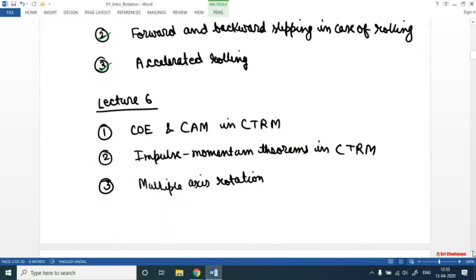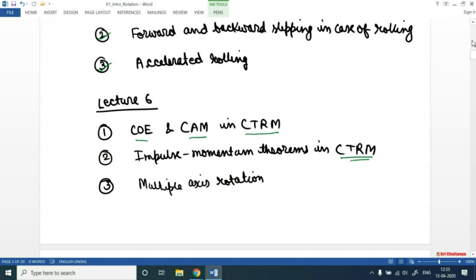Lecture 6 would be the concluding one, and in that we will discuss the application of conservation of energy and conservation of angular momentum in combined translational and rotational motion. We will be using impulse momentum theorems, angular impulse and linear impulse momentum theorem, in combined translational and rotational motion. And lastly, we will look into multiple axis rotation. This will ensure that we cover the whole of rotational motion in the given week.